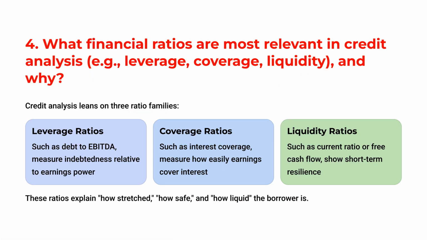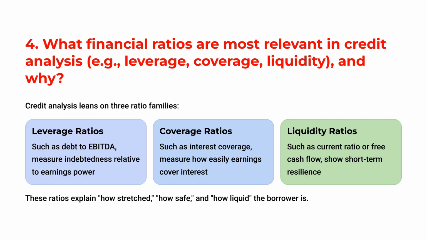What financial ratios are most relevant in credit analysis, e.g., leverage, coverage, liquidity, and why? Credit analysis leans on three ratio families. Leverage ratios, such as debt to EBITDA, measure indebtedness relative to earnings power. Coverage ratios, such as interest coverage, measure how easily earnings cover interest. Liquidity ratios, such as current ratio or free cash flow, show short-term resilience. These ratios explain how stretched, how safe, and how liquid the borrower is.